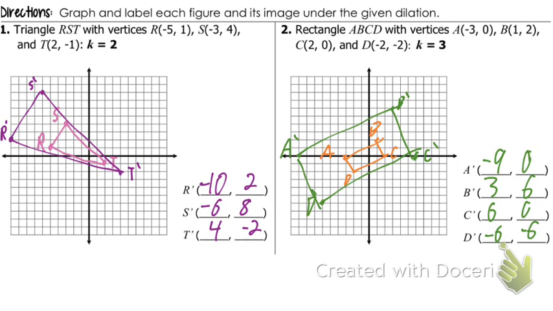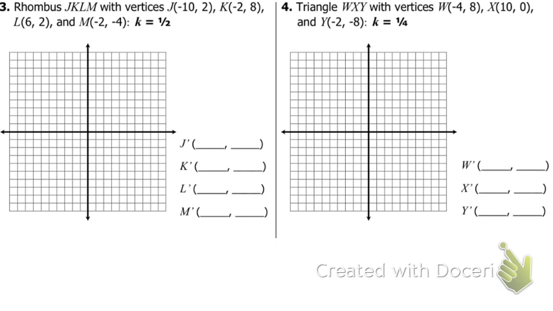Okay, let's try number 3. When you have it or have questions, raise your hand. So negative 10, comma 2, negative 2, comma 8, 6, comma 2, and negative 2, comma negative 4.